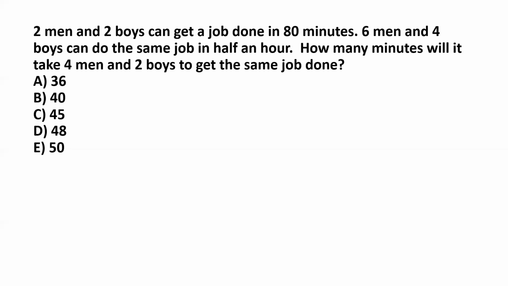So we start with assuming that 1 man can do the job in m minutes. And this is 1 man working by himself without any boys. And similarly, we make the assumption that 1 boy working by himself, again there are no men, just the boy himself, can do the whole job in b minutes.